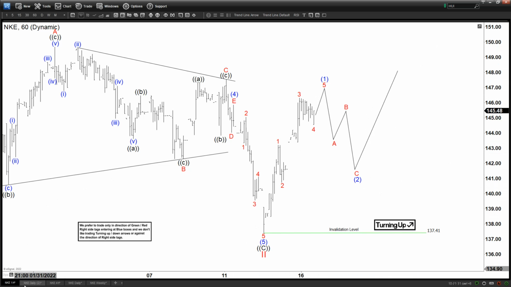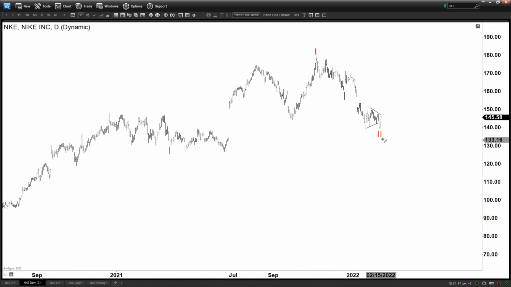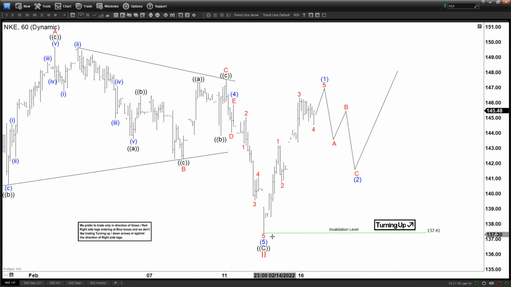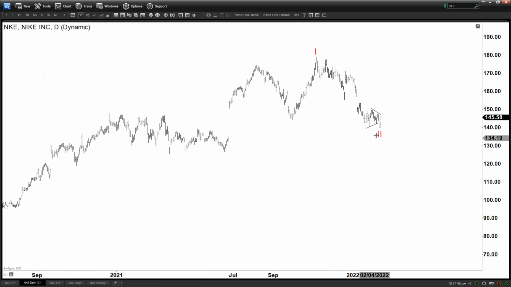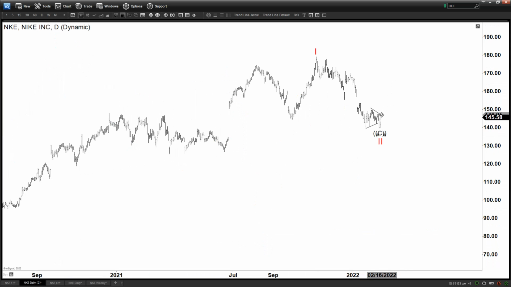Secondly, if you take a look at the daily again, you notice that if I have to come up with the count for this, remember this is a C here, and there is a 5 and 4, so this is a C, and there is a 4, 5, 3, 4, 5, so that means this entire move is labeled as an impulse. The subdivision of the C is an impulse. The 4 is a triangle, this is the 5, and this is your 4, this is your 5, and that means this is your B, and this is your A, right?